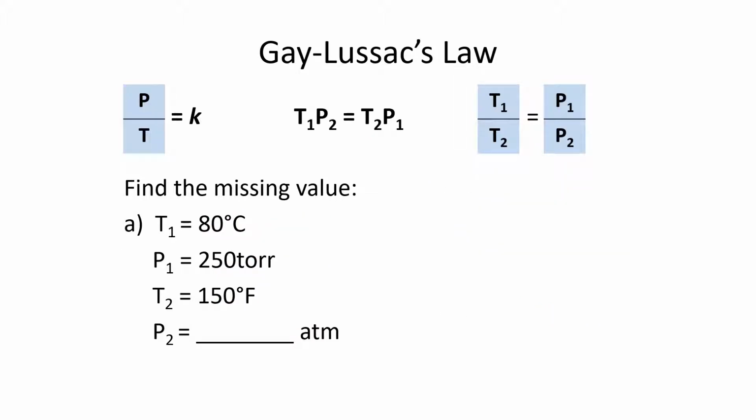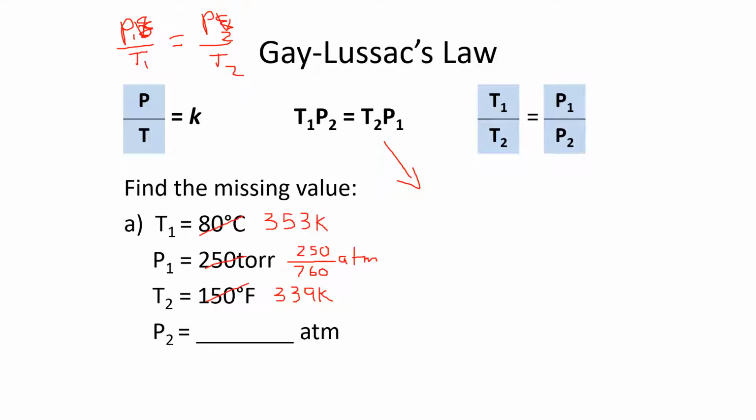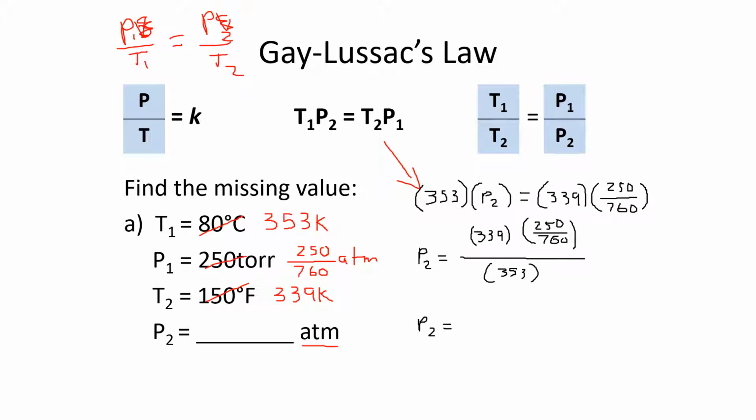All right, the last one, PV over T equals PV over T. This time there is no V, so it's just P1 over T1 equals P2 over T2. So we'll use this equation. Temperatures need to be in Kelvin. Here, our answer is in atmosphere, so we'll change torr to atmosphere as well. So you have to do a lot of conversions in between. So plug and chug, we'll isolate P2 and solve it. It becomes 0.32 atmospheres.